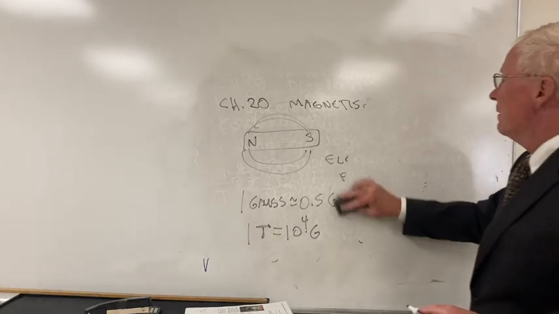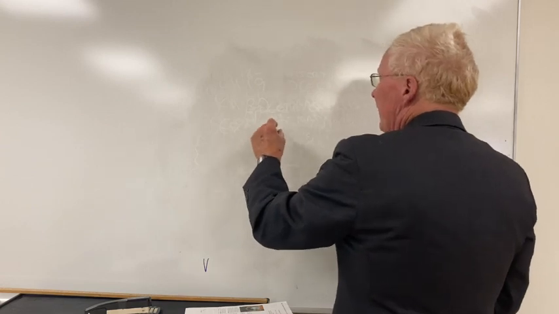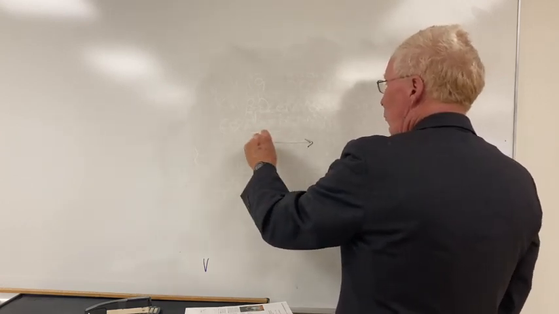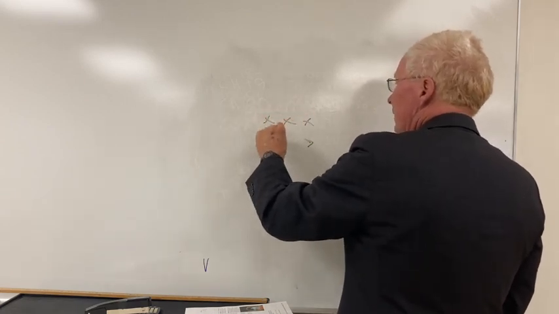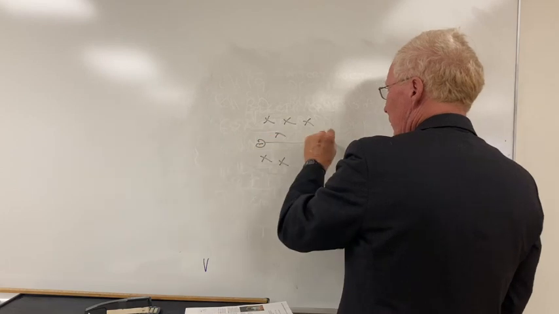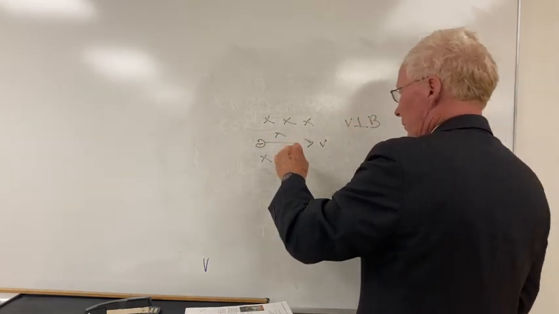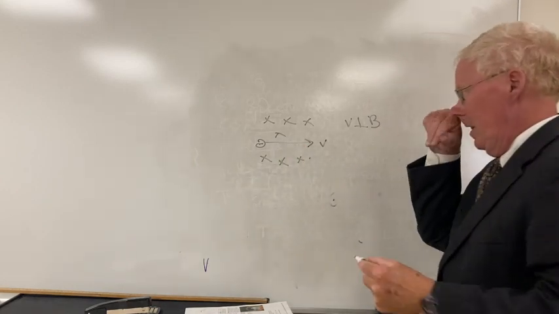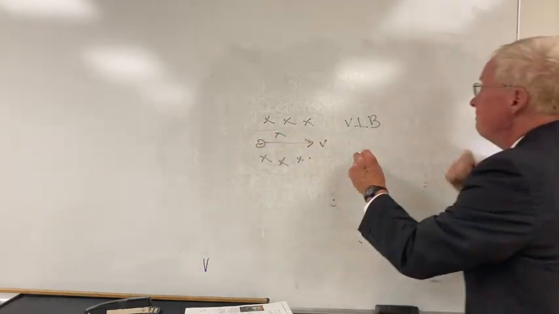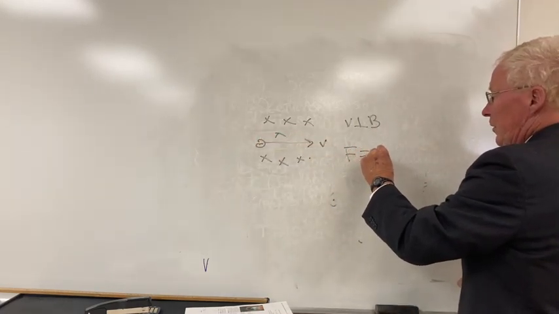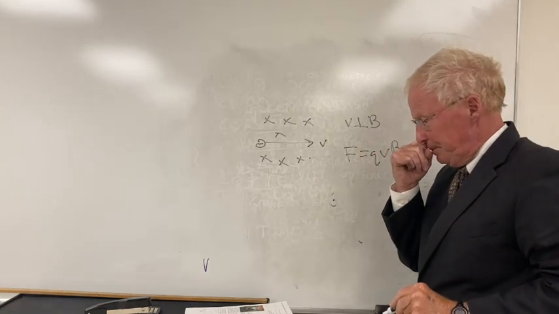Then force. So again, if you have a moving charge in a magnetic field, we define it as perpendicular, so this is V, and V is perpendicular to the magnetic field, which is either going in and out. So the magnetic field is going this direction, the charge is moving this way. It experiences a force of QVB, as far as that's concerned.